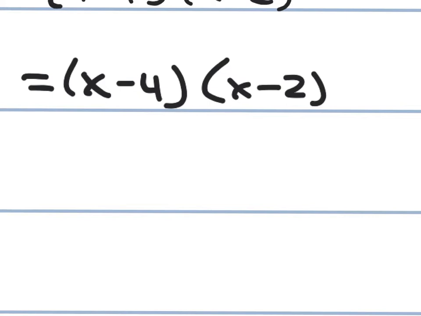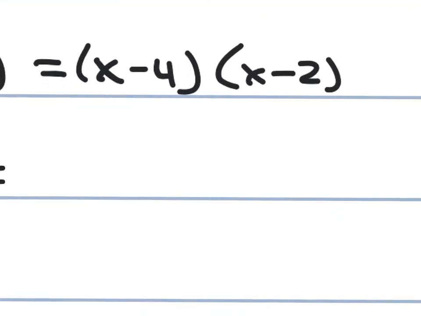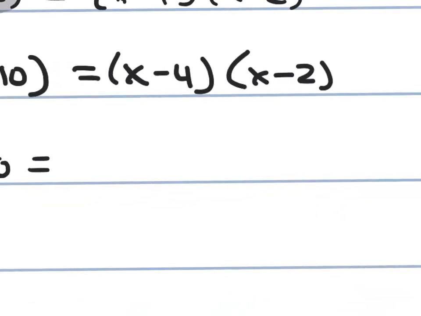We're going to FOIL it. What's the first term times the first term? X squared. First term times first term is x squared. X times x is x squared. Outer times outer? Okay, so that's the inner term, but that's all right. We can do that one first. Okay, now outer? Minus 2x. And then last times last? Plus 8.